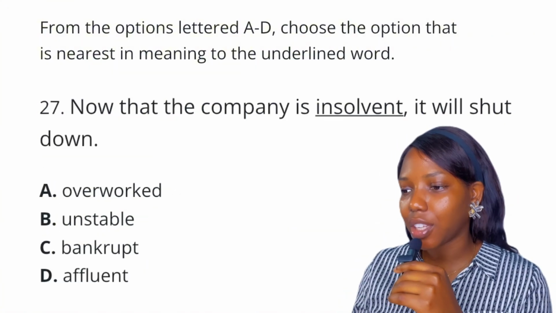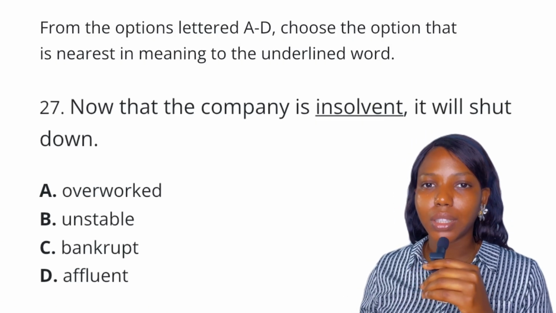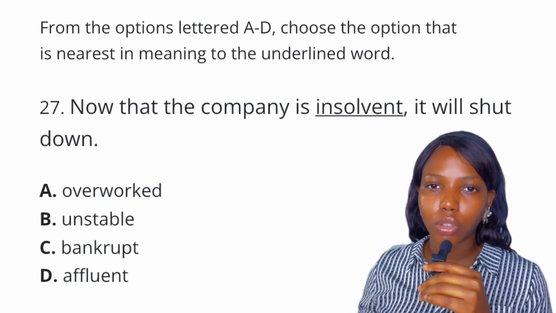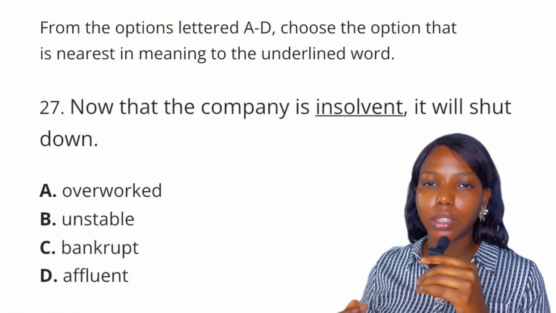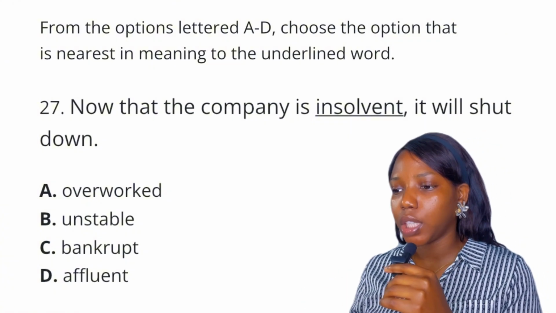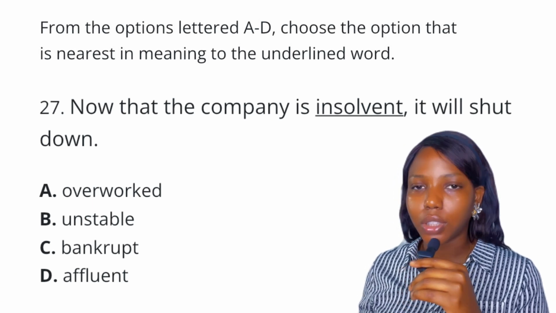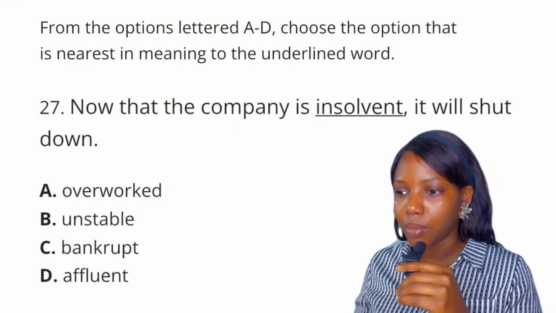Question 27. Now that the company is insolvent, it will shut down. Now, insolvent is underlined and it means unable to pay debts. Okay, debt is pronounced "debt." Okay, so option A, we have overworked. Overworked means to work too hard. Okay, unstable means not stable, not steady.